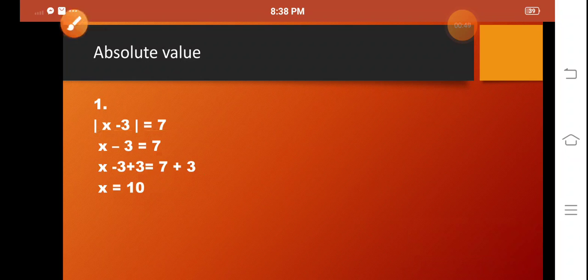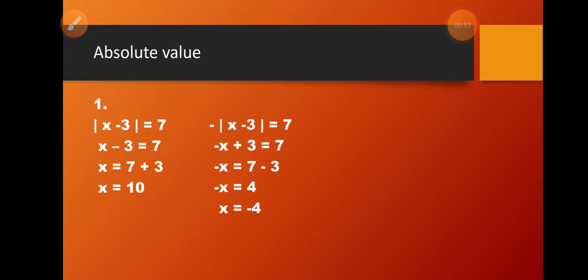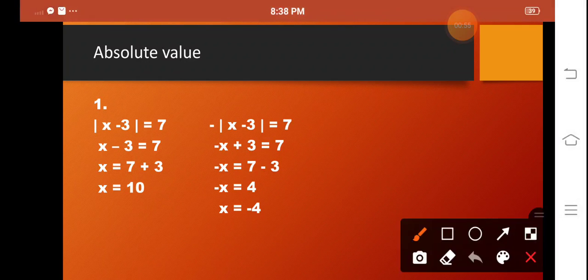What about the other value of x? We multiply the absolute value expression by negative. The result is negative x, or negative times x is negative x, and negative times negative 3 is positive 3, still equal to 7. Then by additive inverse, the additive inverse of 3 is negative 3.